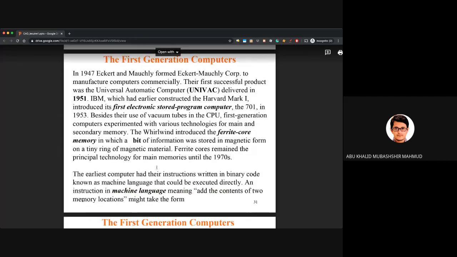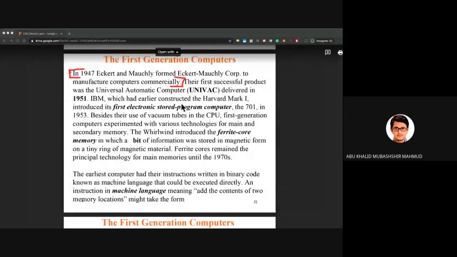In 1947, Mauchly formed the Eckert-Mauchly Corporation to manufacture computers commercially. I have told you before, everything that has commercial production has tremendous growth for evolution. So it is just beginning in the case of computers.